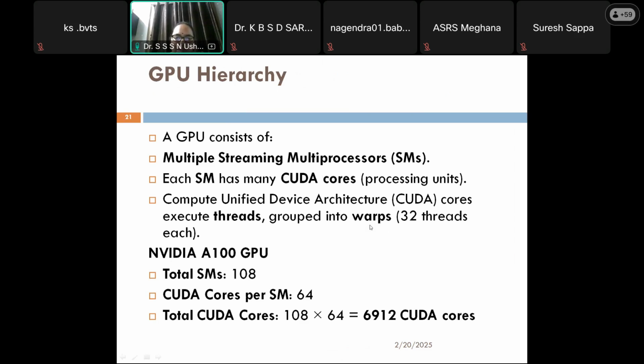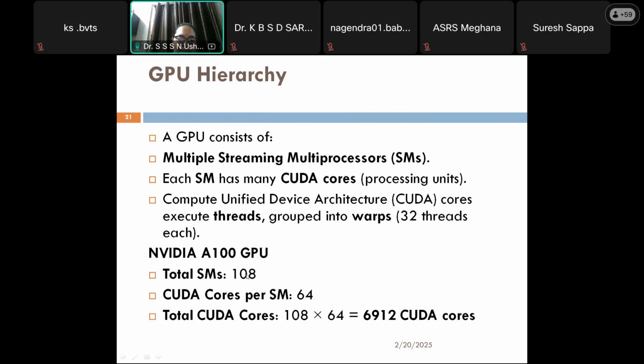This word warp is meant only for NVIDIA. We generally use this word for NVIDIA. Compute Unified Device Architecture is the CUDA abbreviation. These cores execute threads. In general, we always say that cores execute the threads. But how are these threads grouped into warps? Like 32 threads each. For example, here we have the NVIDIA A100 GPU configuration. This is the name of the model, A100.